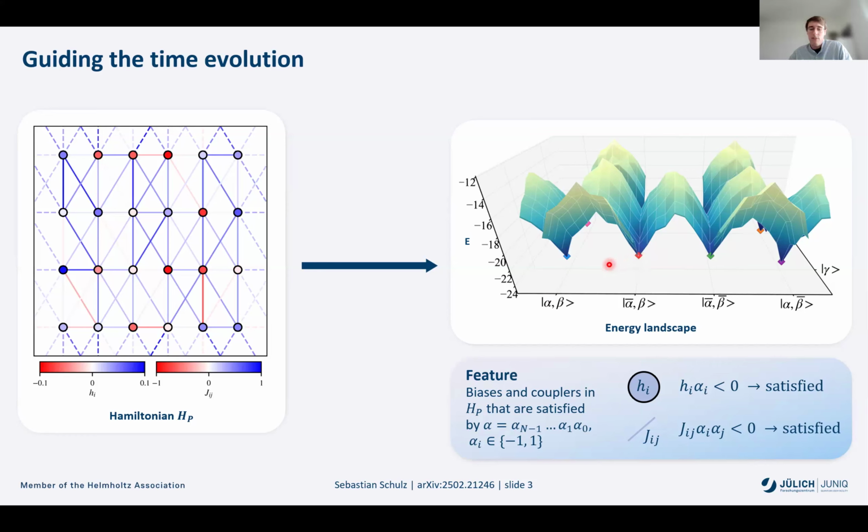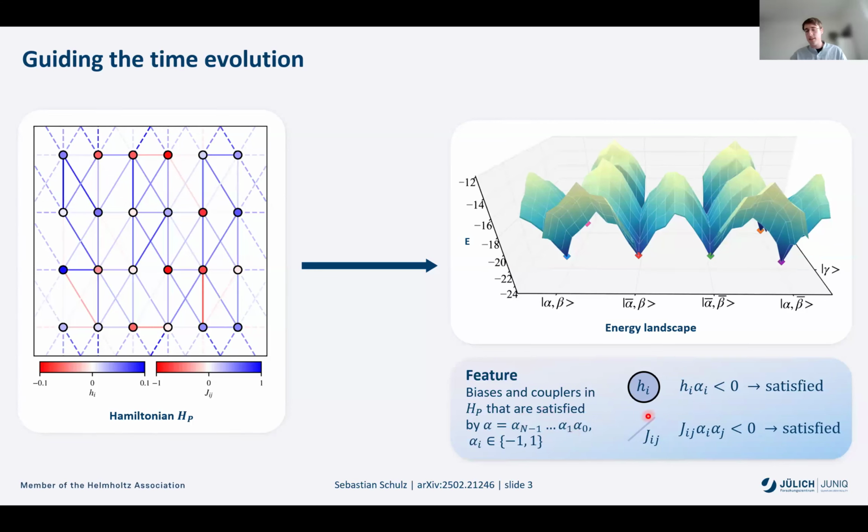A very important insight from our research is that you can identify these local minima, and also the states around them, this energy valley essentially, through certain structures: couplers and biases within the problem Hamiltonian. We call these structures features. A feature is basically: you take any state, let's call it alpha, and the set of biases and couplers in the problem Hamiltonian that is satisfied makes up the features for this specific state alpha.